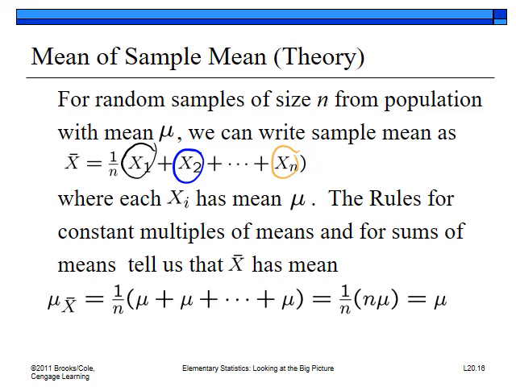And I've got n of them, so I add those together, these n terms. I get n times mu, and I still have that 1 over n out in the front. Those cancel out, and that gives me just plain old mu.